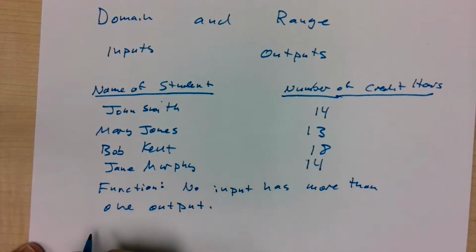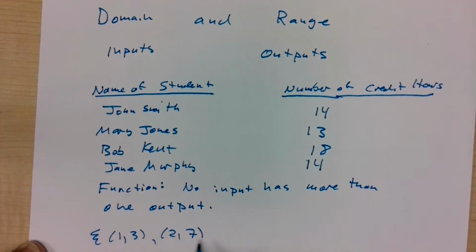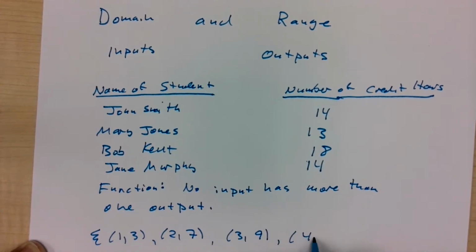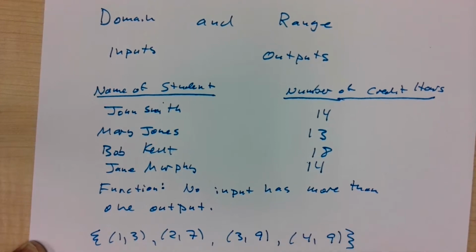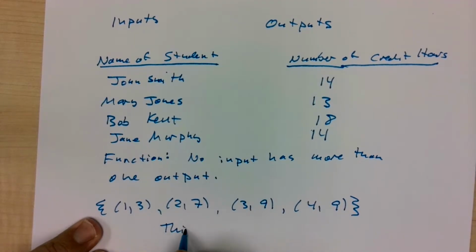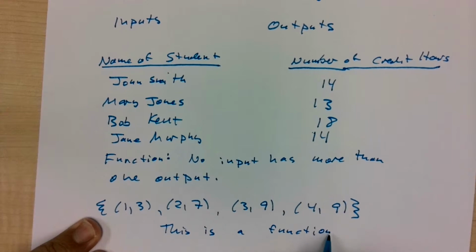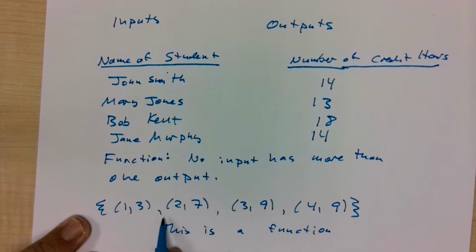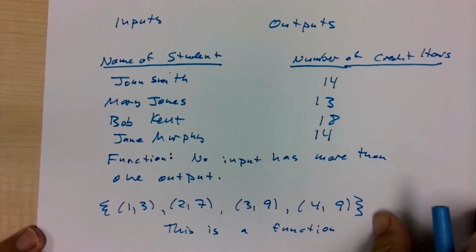So if we're looking at examples of a relationship, if 1 is the input, 3 is the output, 2 is the input, 7 is the output, 3 is the input, 9 is the output, 4 is the input, 9 is the output. That's still okay, even though 9 is there twice. This is a function. The domain is 1, 2, 3, 4, the range is 3, 7, 9. No input has two different outputs. If we give an input two different outputs, then it is not a function.